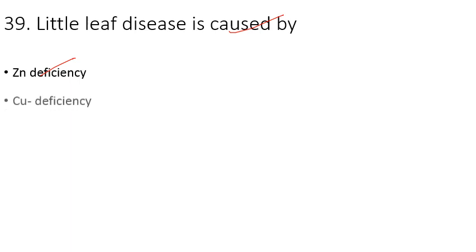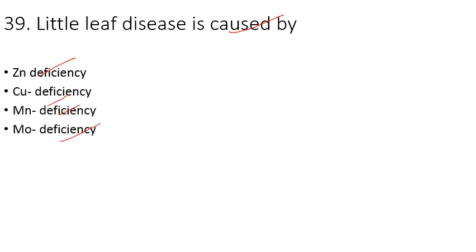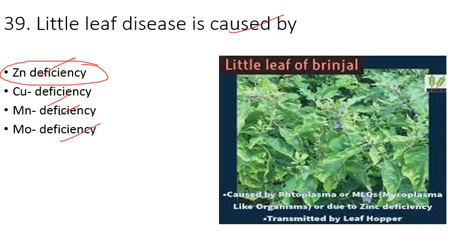The next question is, little leaf disease is caused by the deficiency of which mineral element? We have zinc, copper, manganese, or molybdenum. So the right answer is zinc. Zinc deficiency causes little leaf disease in plants. Like we have one disease called little leaf of brinjal. It is also caused by MLO, that is mycoplasma like organism. In addition to this, zinc deficiency also causes the disease known as little leaf disease.